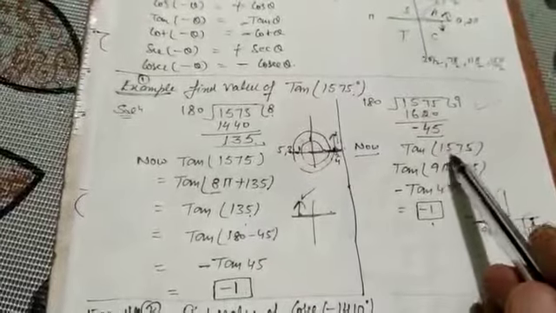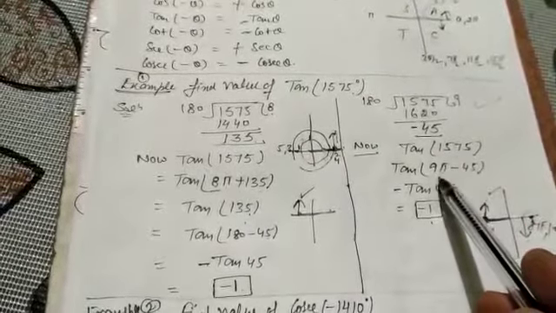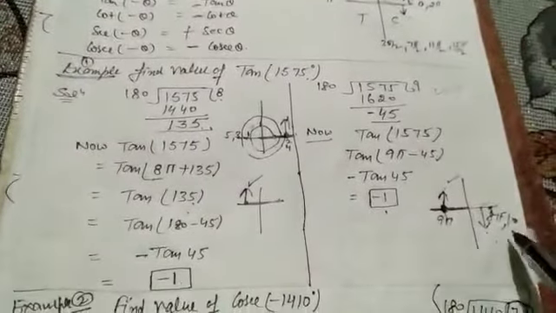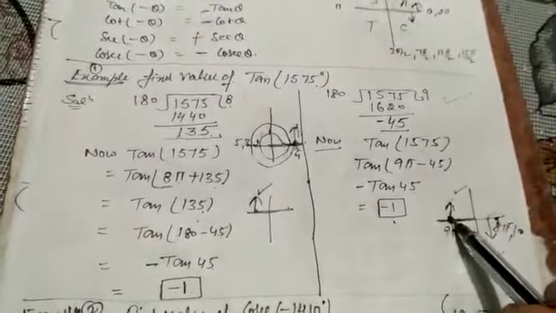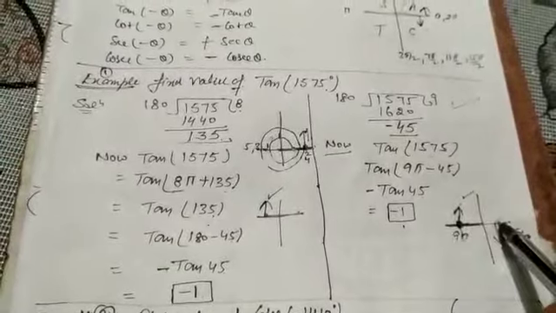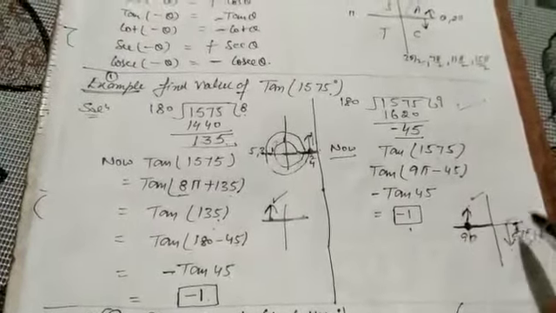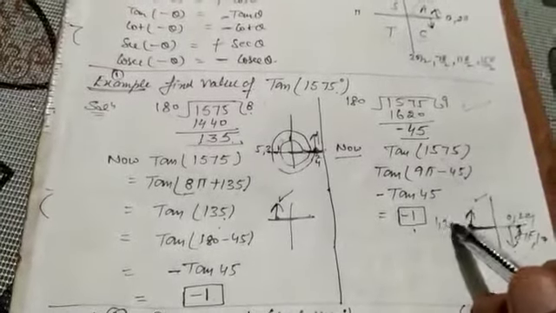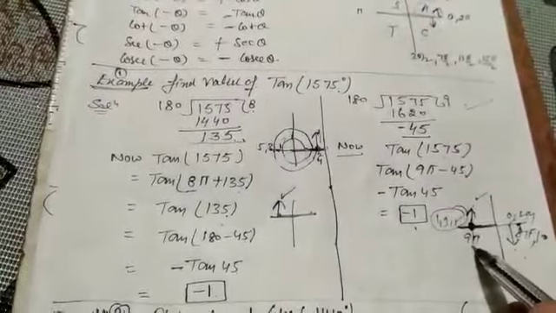So this 1575 can be written as tangent of 9 pi minus 45. So 9 pi, if you count from here, it is 0, it is pi, it is 2 pi, it is 3 pi, it is 4 pi, it is 5 pi. So 0, 2, 4 lie on this side, 1, 3 and 5 lie on this side. It means odd numbers are there.